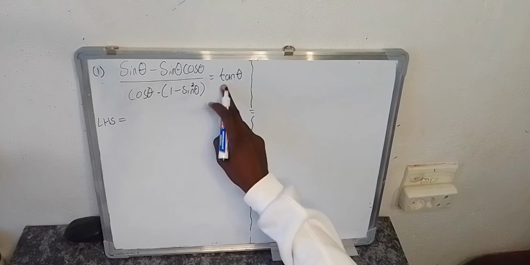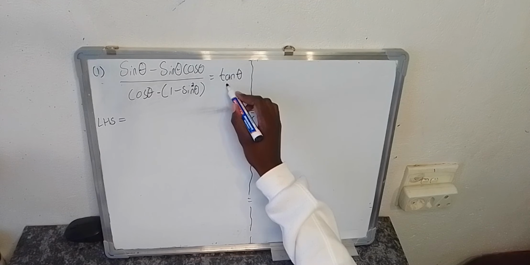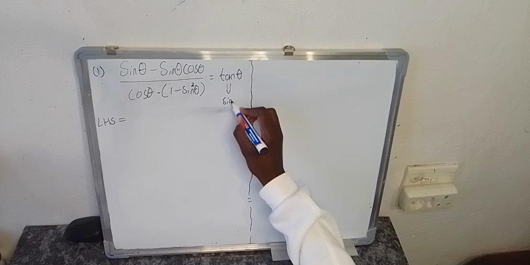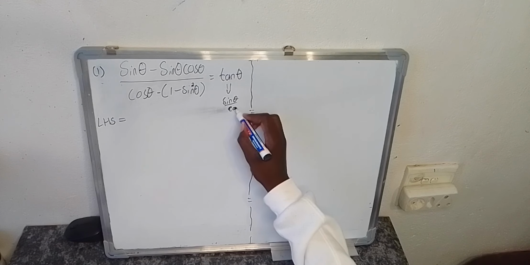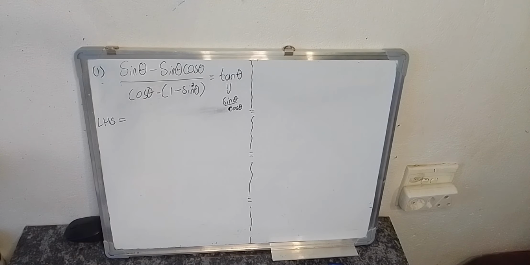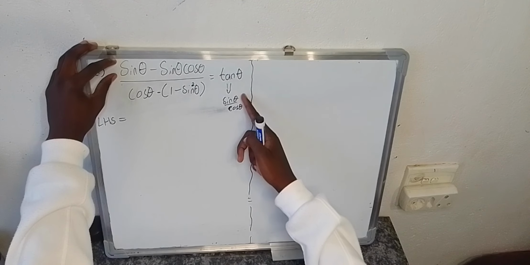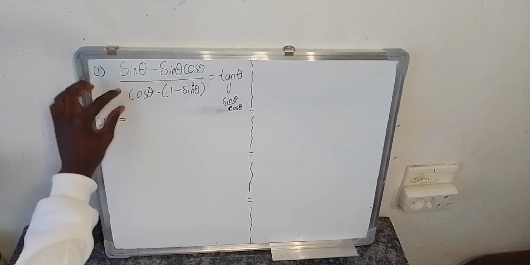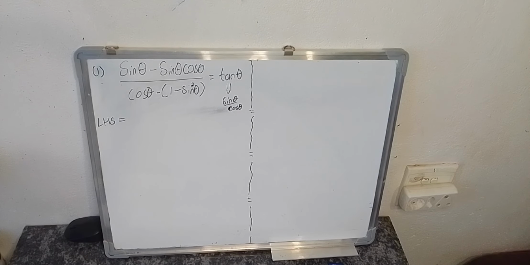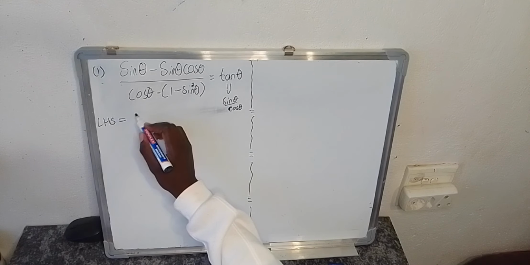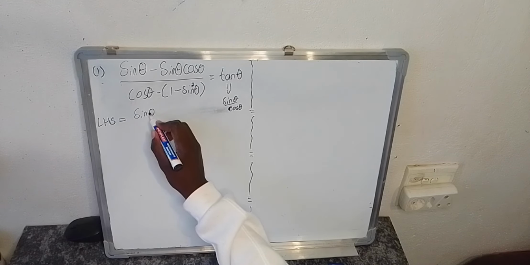Okay, and remember, tan theta is equal to sine theta divided by cos theta, meaning at our numerator side we have to be left with sine theta, and at the denominator side we have to be left with cos theta. So now back to our expression. At the numerator side, what can we do? We can take out the common factor of sine theta. So now let's take out the common factor of sine theta.